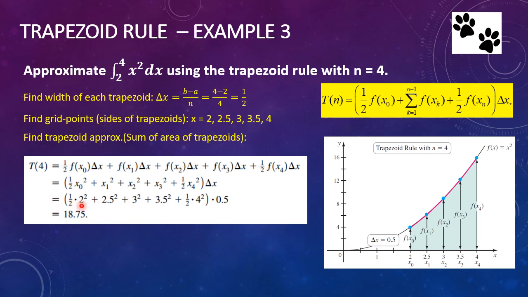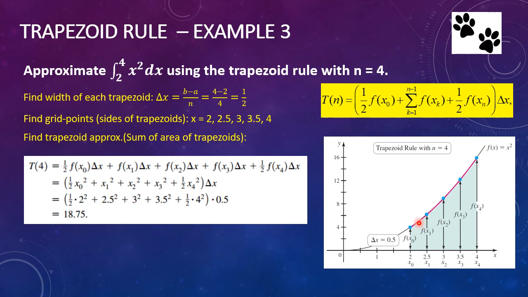So we get 1/2 times 2 squared, because we plug that into the formula. If x is 2, then f of x is x squared, or 2 squared. And then the 3 points in the middle, 2.5, 3, and 3.5, we don't have halves on those. We just have those full values because we're using them in 2 trapezoids. For example, 2.5 is used in the first trapezoid and in the second.